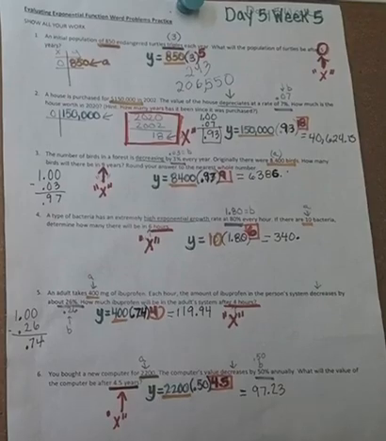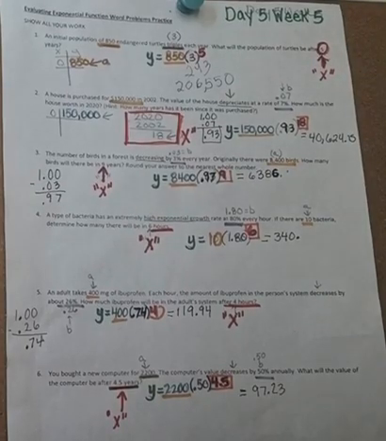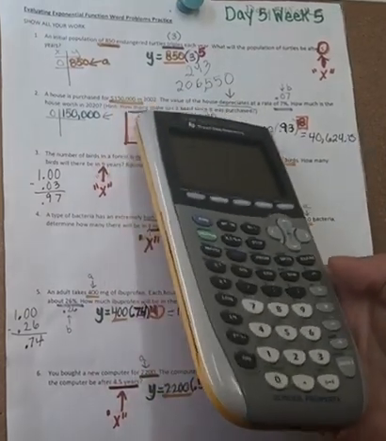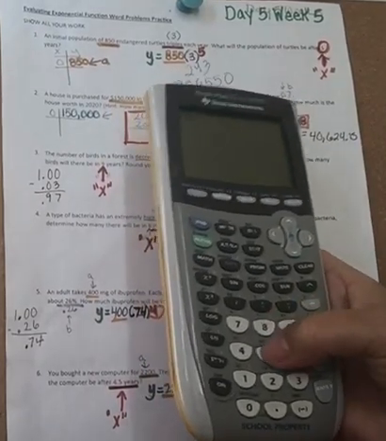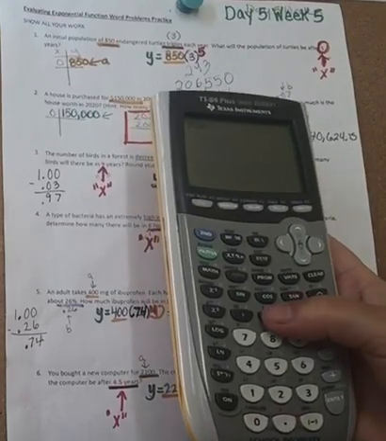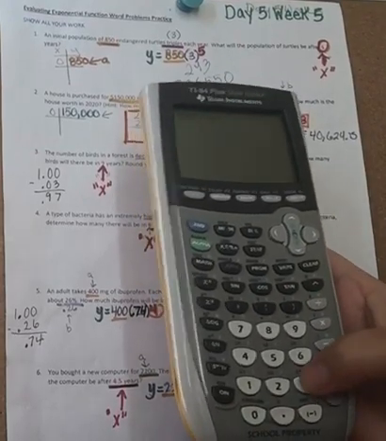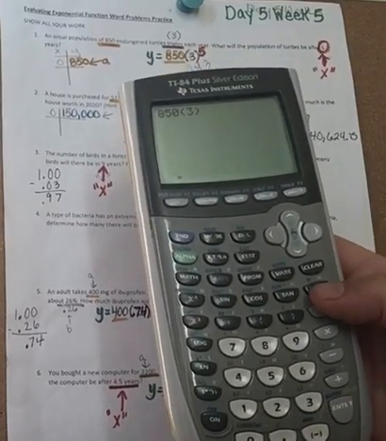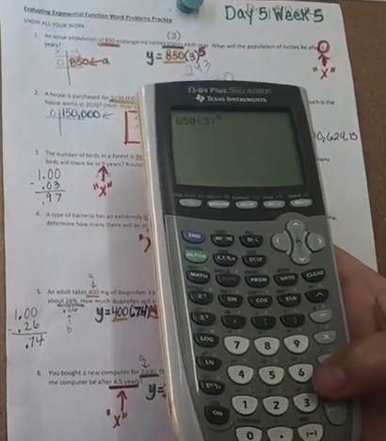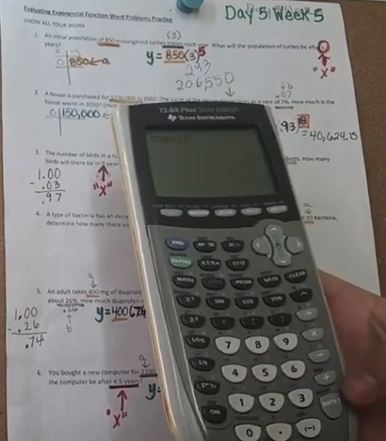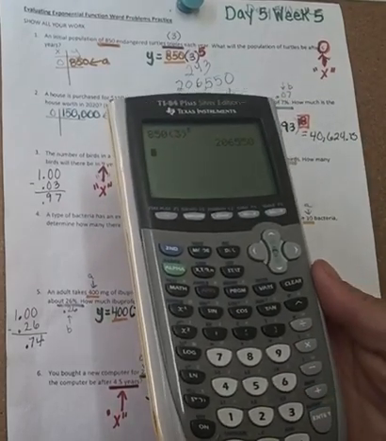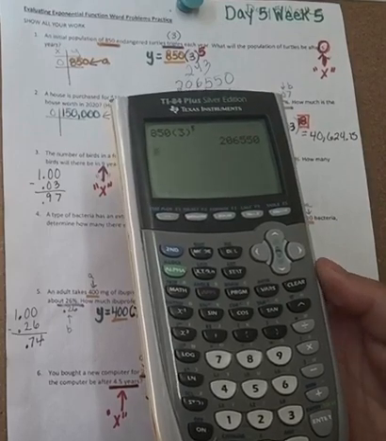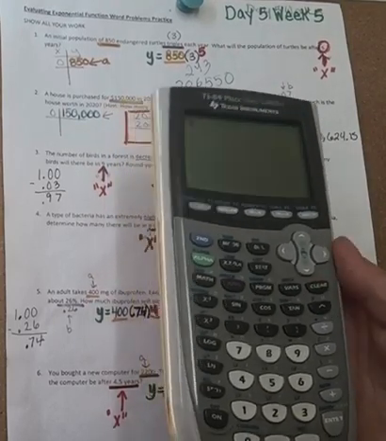So what you want to do in your calculator, okay, so what we're going to do is we're going to put in 850, parentheses 3, and then we hit this key right here, okay, the arrow up key, and then we put in 5 and we hit enter. And then we get 206,550. Okay? Let's do number 2.